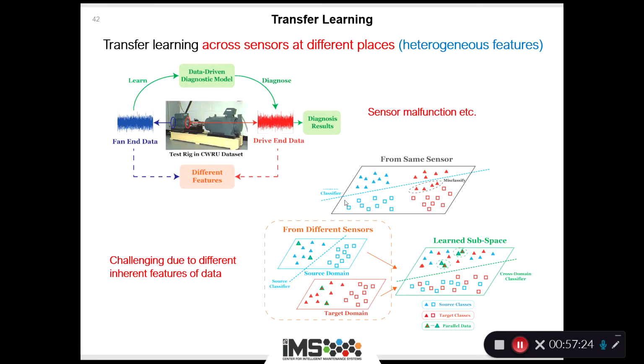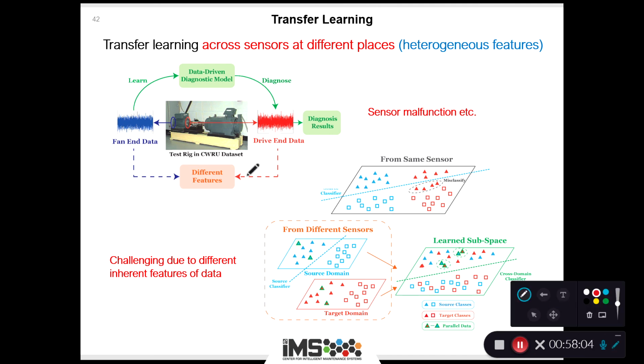Another example is transfer learning across different sensors. Because usually we assume our data are collected by the same sensor, but in practice it may not be available because sensors may have some malfunctions. So what if in the testing scenario our training sensor just fails? We have to use the data from different sensors for testing. But absolutely, the data from different sensors are different. So we may want to transfer the knowledge across different sensors or similar sensors at different places.